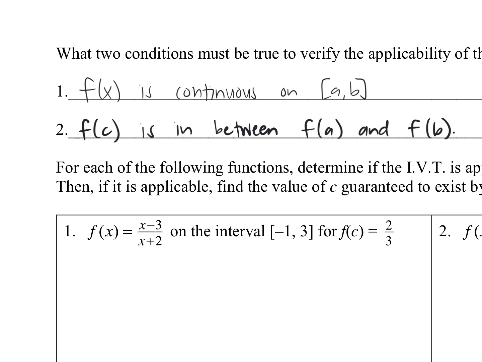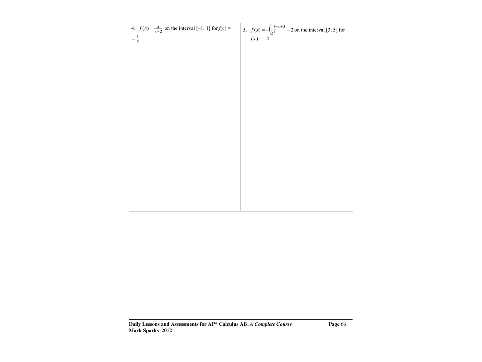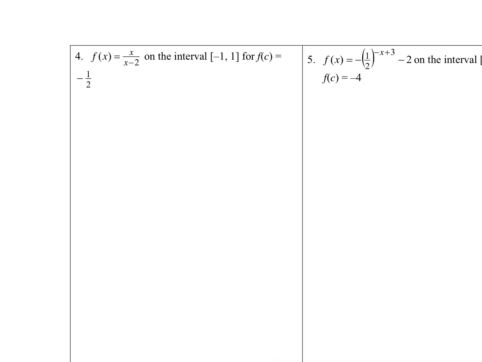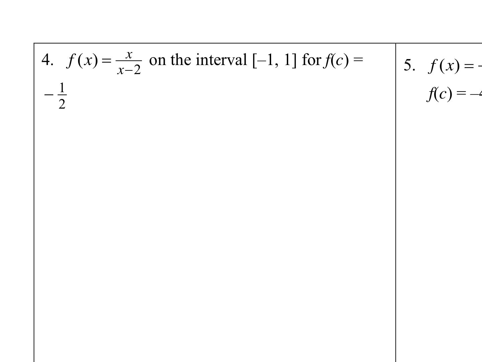Okay, so we've got 5 examples. We're going to kind of go out of order here because I want to do one that shows you it does work to start and not show you one that doesn't work. Okay, so let's go ahead and skip to number 4. Okay, so number 4 here, we've got this function on this interval, and we know that f of c is equal to -1/2. My instructions at the beginning said, for each of the following functions, determine if it is applicable to use the intermediate value theorem, and then why or why not. If it is applicable, we need to find the value of c, okay?